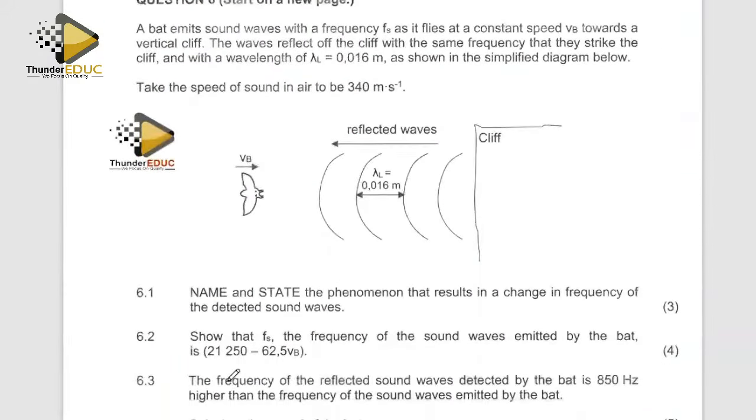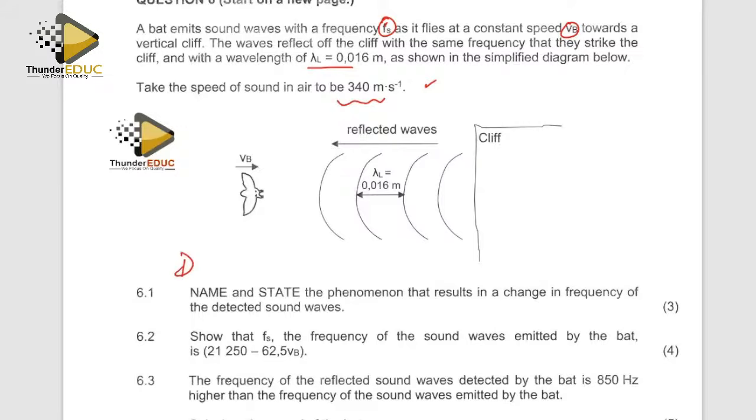Then question number 6 is telling us that there is a bat that emits sound waves with a frequency fs as it flies at a constant speed vb towards a vertical cliff. Then the waves reflect off the cliff with the same frequency that they strike the cliff and with the wavelength as shown in the simplified diagram. So the bat is moving. The bat emits with a frequency as it flies at a constant speed.